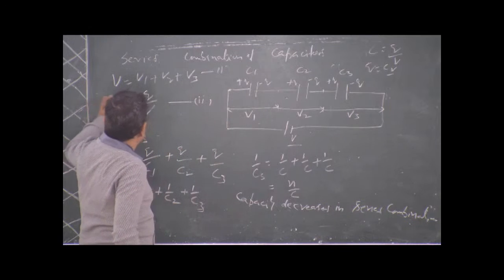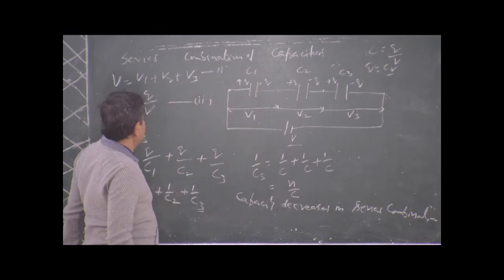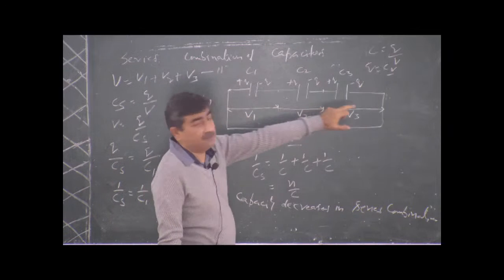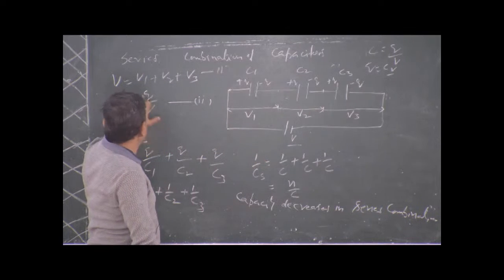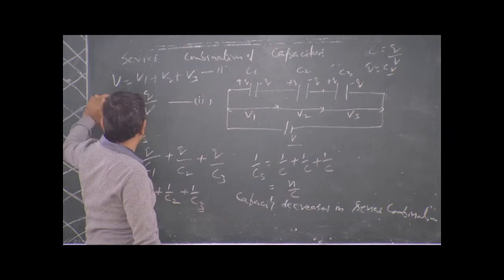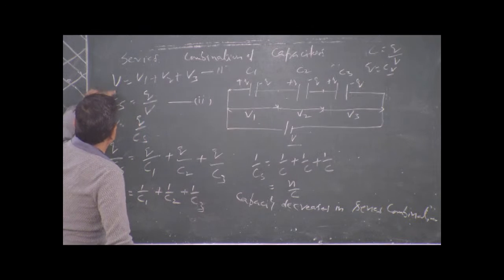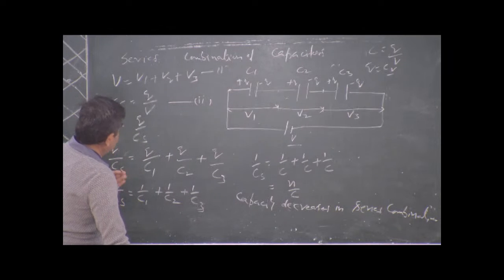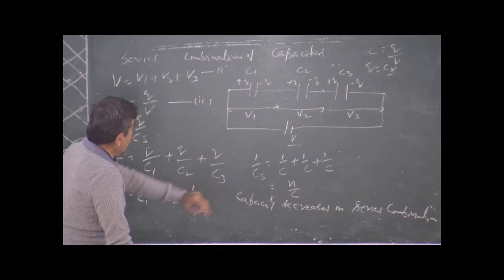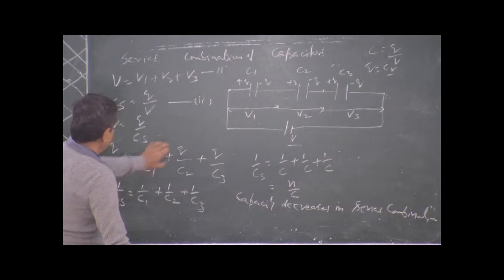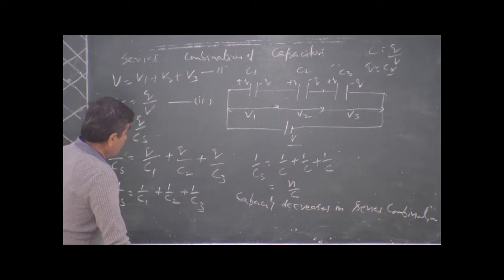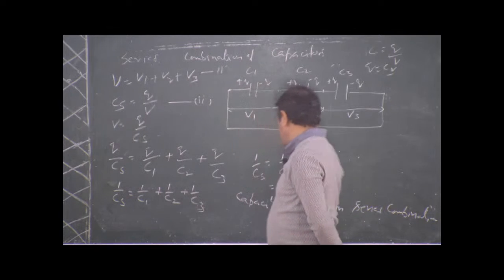By the basic formula of capacity, if CS is the total capacity of the combination, then CS will be equal to Q upon V. So V will be equal to Q upon CS. Q upon CS will be equal to V1 plus V2 plus V3, where V1 is Q upon C1, V2 is Q by C2, and V3 is Q by C3. Taking Q common, it will cancel out. So 1 upon CS is equal to 1 upon C1 plus 1 upon C2 plus 1 upon C3.